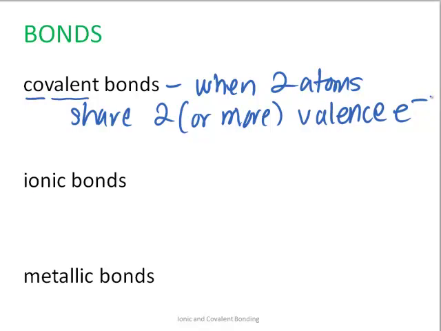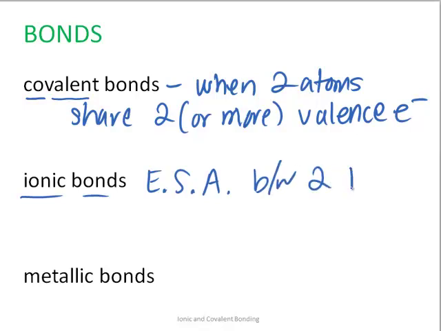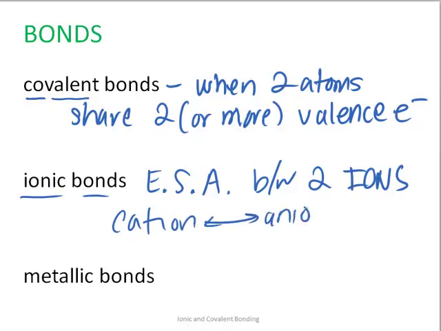Okay. The next one is ionic bonds, and this is the electrostatic attraction between 2 oppositely charged ions. So the attraction between a cation and an anion. We know that opposites attract. When they do so, that's what we refer to as an ionic bond. This doesn't necessarily need to occur, but it often occurs from the transfer of electrons from the cation to the anion.